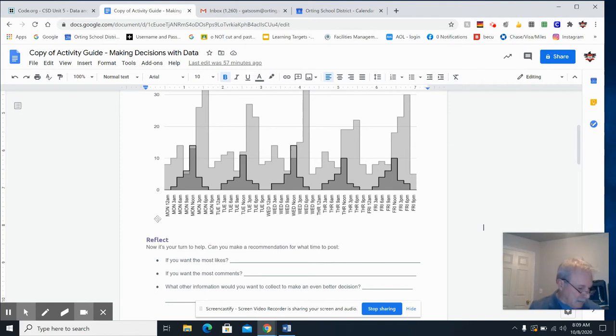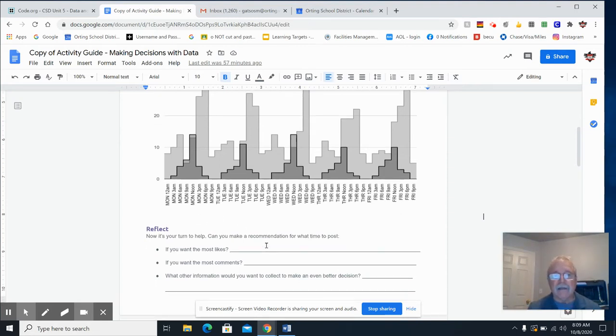Okay. All right, the last one. What information would you want to collect to make an even better decision? If you'll notice the bar chart that we have, it only goes Monday through Friday. What about the weekend? Don't you think we want to check the weekend just to see what the data would show us? I certainly would. That would be the first thing I'd be looking for: weekend information.